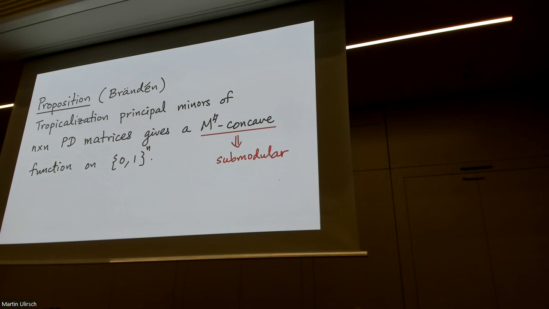So it follows from a result of Brändén on stable polynomials. If you tropicalize principal minors of n by n positive definite matrices, you get an M-natural concave function.